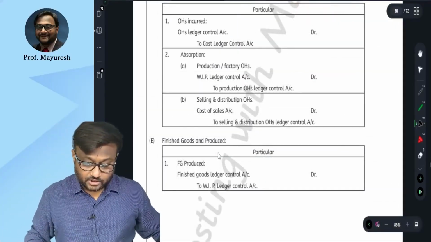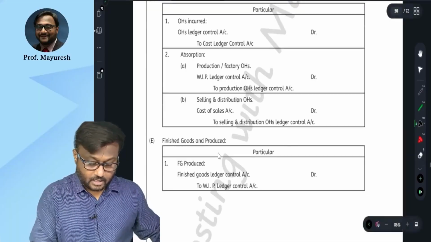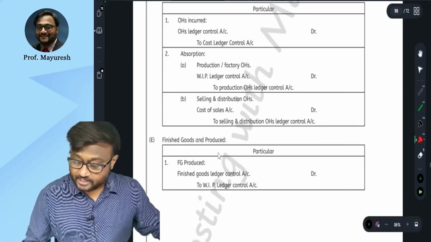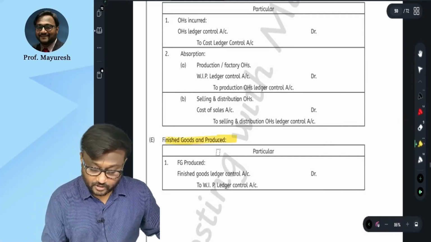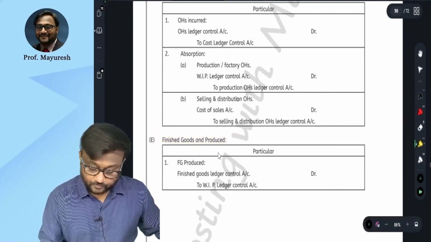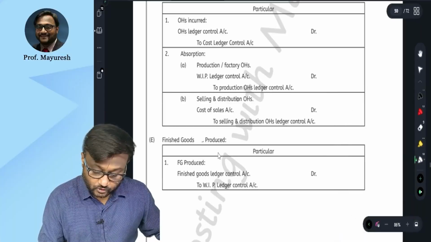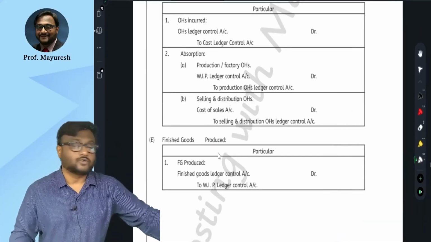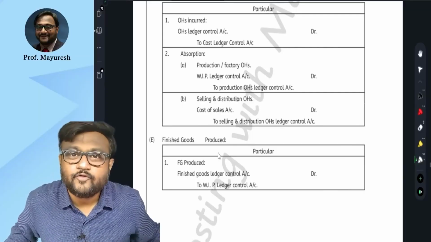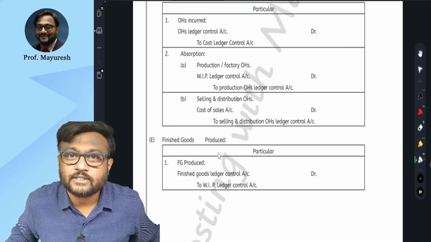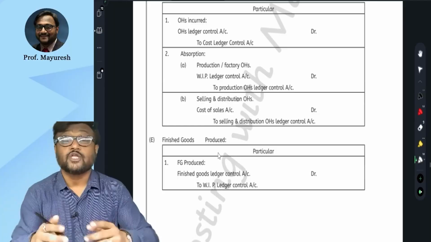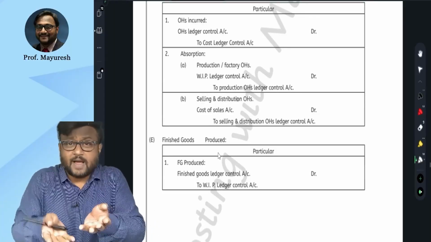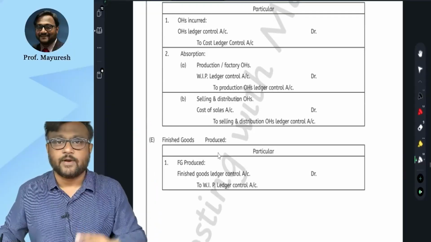Your next transaction is sales. And before that, you have never passed this entry in your entire career of financial records. Finished goods produced. If you produce finished goods, what will be brought into existence? Finished goods. So finished goods balance will increase. Finished goods account debit.